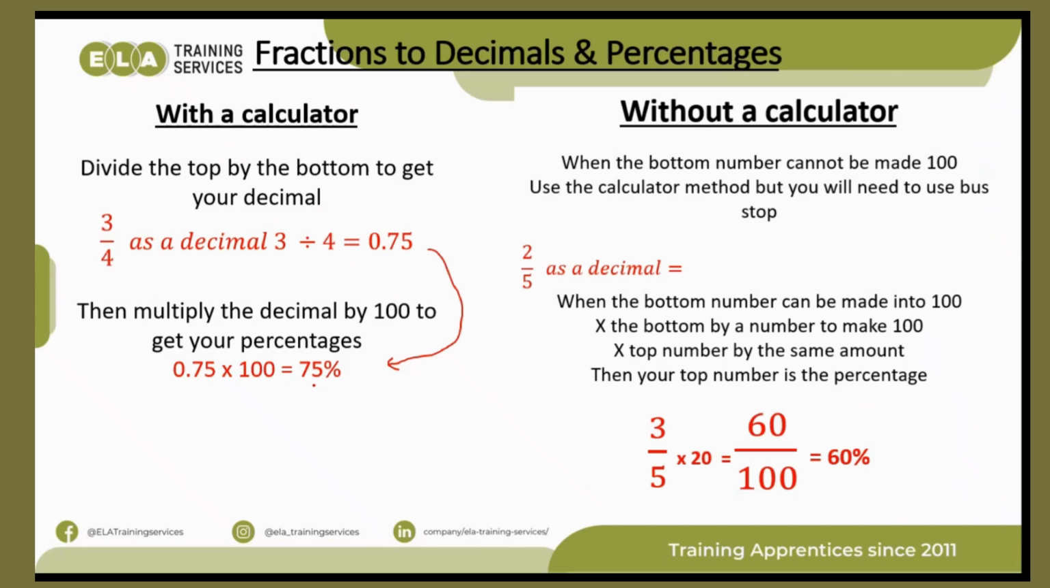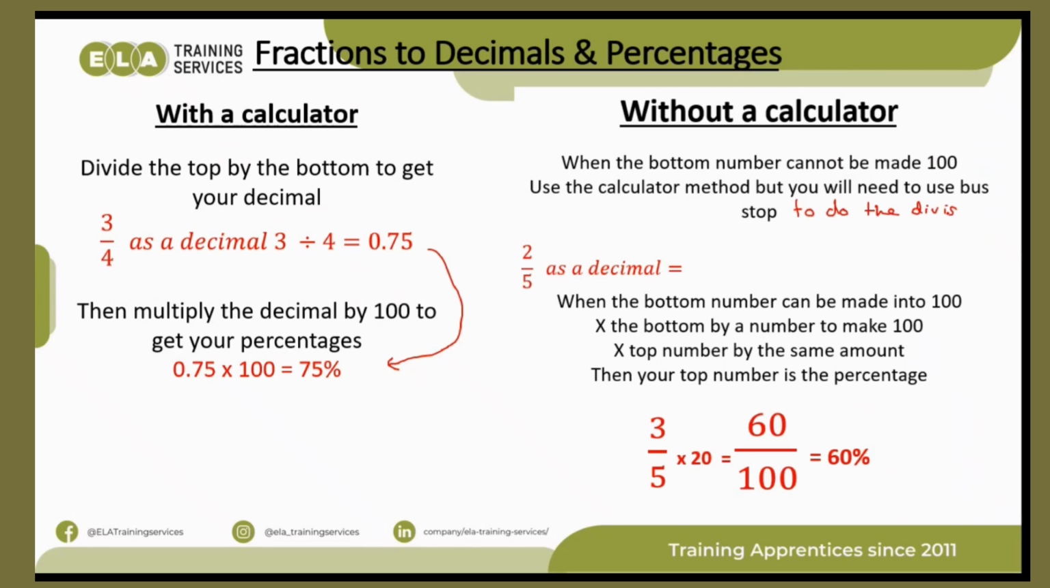And then if we want to get that to a percentage, we then multiply the decimal by 100 to get our percentage. Now, sometimes you might be asked to do this without a calculator. So if this bottom number cannot be made into 100, you use the calculator method, but you'll need to use bus stop to do the division.